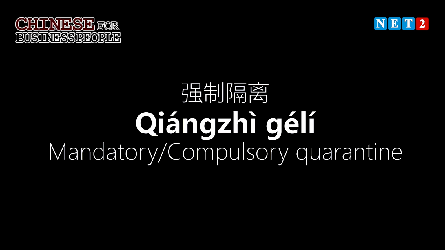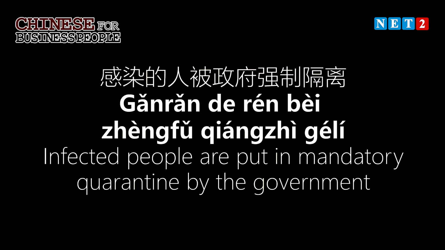Our next sentence, we are going to use mandatory quarantine, and that is 强制隔离. So our sentence here would be, infected people are put in mandatory quarantine by the government. 感染的人被政府强制隔离了. One more time. 感染的人被政府强制隔离.